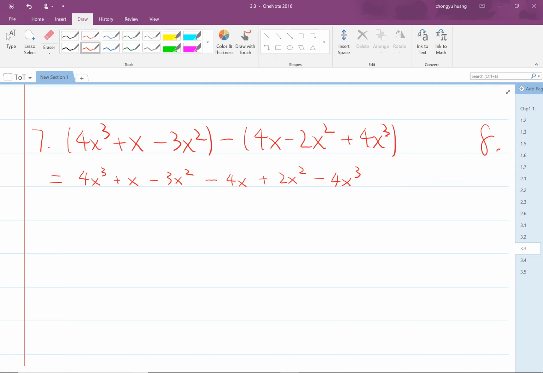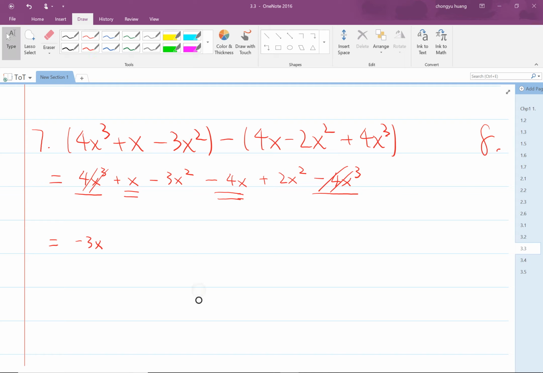So what you can see over here is that we have 4x to the power 3, and then we have a negative 4x to the power 3. So those terms just get cancelled. And then you see over here we have a single x, and then we have a negative 4x. So it's x minus 4x, so it is negative 3x.